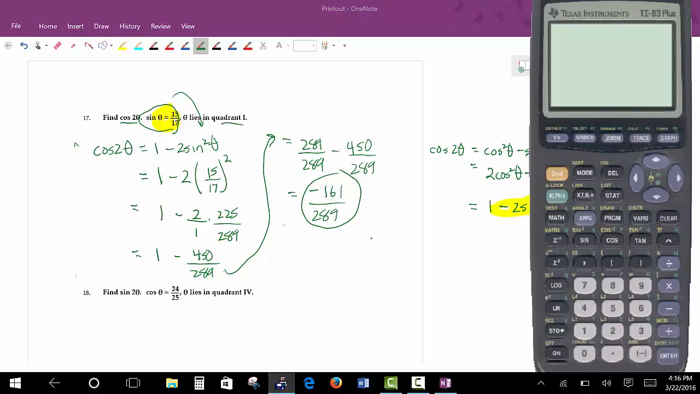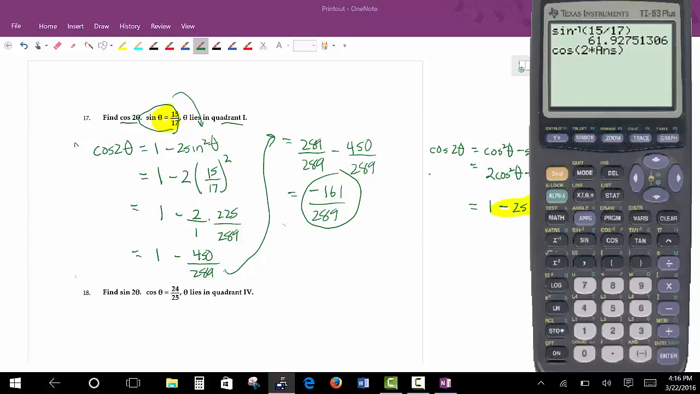Without screwing up here. Okay, so let's see. What I could do is go inverse sine of 15 over 17, so I could actually find the angle. It's a 61-degree angle. It's in quadrant 1.